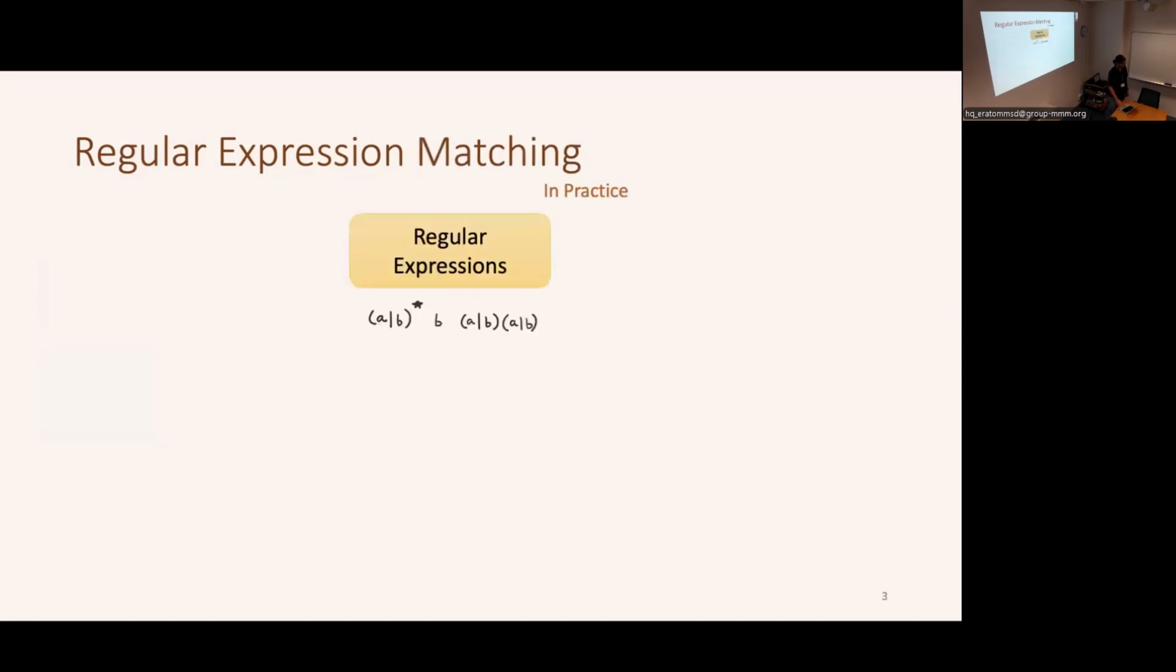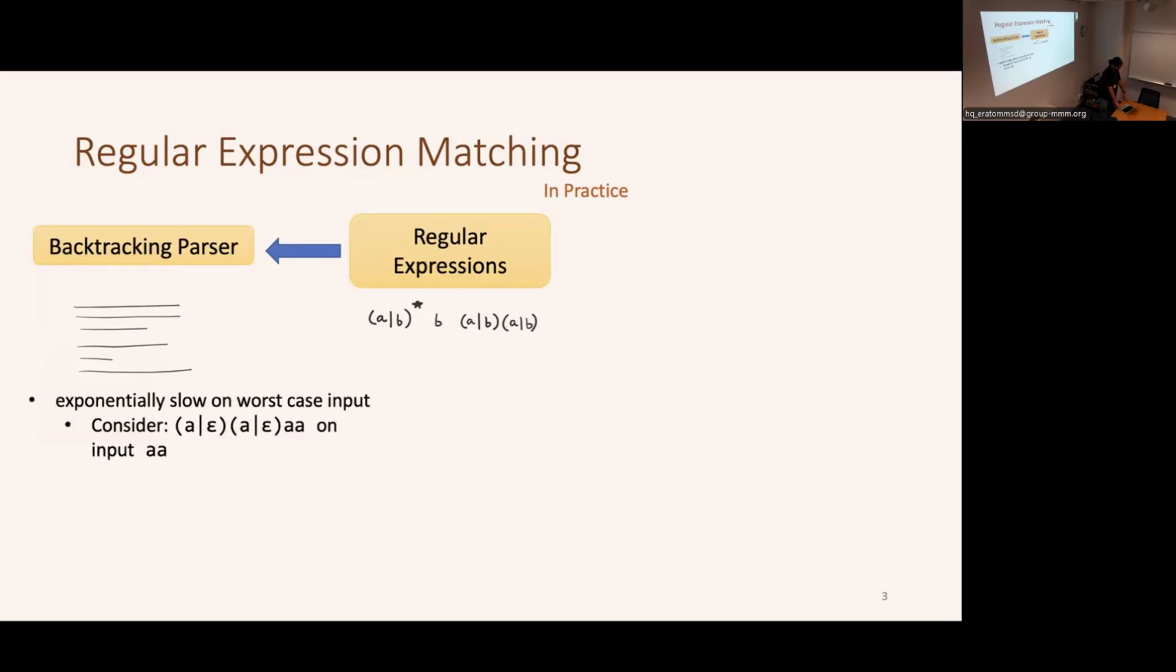So how are regular expressions matched in practice? So we start with some regular expression like this. And one option is to turn it into a backtracking based parser. This kind of parsers are very popular, but they can be quite slow on the worst case input. For example, if you have this string and this kind of regular expressions, the backtracking parser has to try all possible paths in the parsing program to see which one matches. But these kind of parsers are very popular.